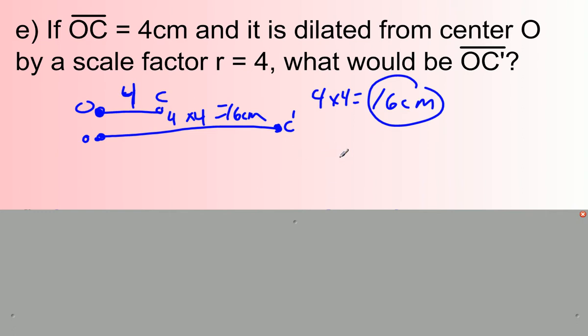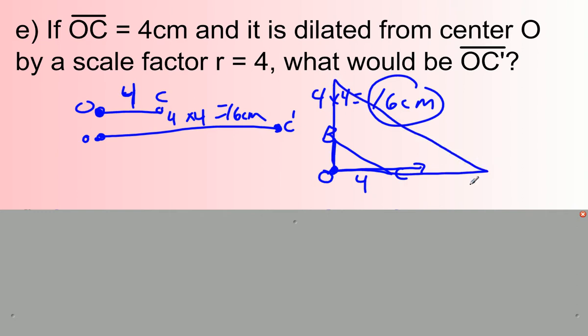The same thing could also be true if you used a triangle, O, B, C, whatever. So if that's 4, and if this is your center point, which means you're going to just get longer going that direction, it would be way out here. OC prime would be 16 long. It's still 4 times as big.